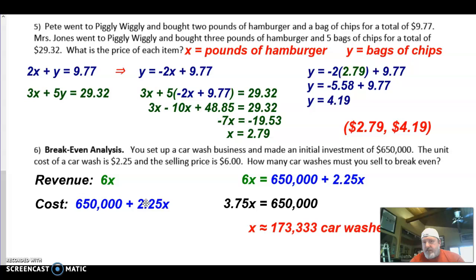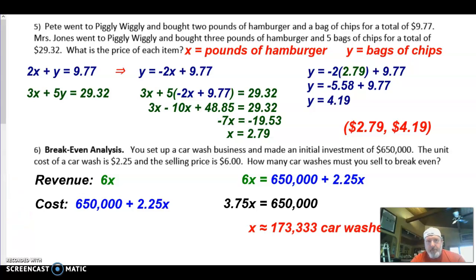Break-even analysis, that's where your revenue equals your cost. So for our car wash here, we're charging $6 per car. That's your sale price, that's your revenue. The cost was $650,000 for the car wash plus $225 a wash. So you set these two things equal, and we're going to solve for x, and we need roughly 173,333 car washes to break even. Then anything obviously after that is going to start stepping into your profit.